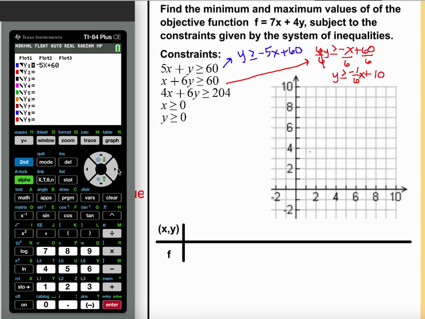And we should type in our inequality now. So it's solved for y. I need negative 1/6 x. So alpha y equals, to make our nice little fraction. And I've got negative 1/6 times x plus 10.